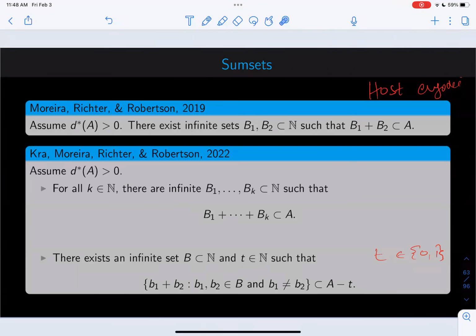So in the second result, why do you not want to add the same B1 to B1? Yeah, good question. The reason I don't want to add it is because let's say you started in your set A was the odds.